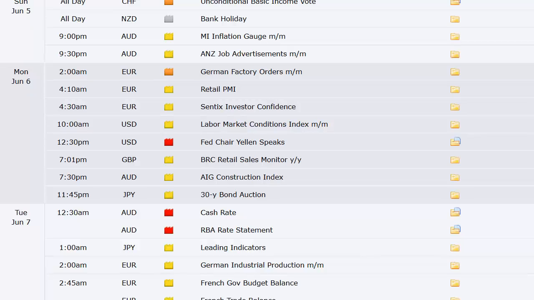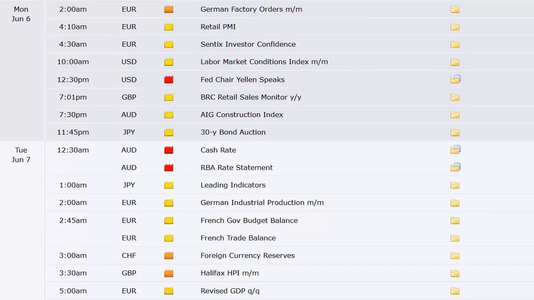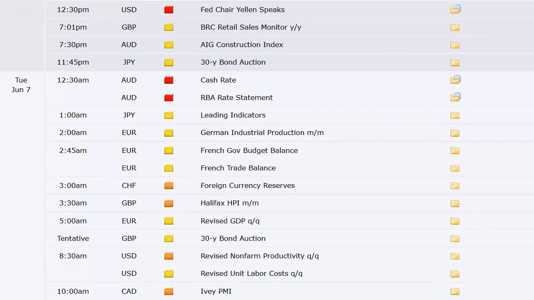Charts as usual brought to you by eSignal 12, of course. Let's go through the economic calendar for the next week. So we've got New Zealand on bank holiday, inflation gauge out of Australia, Sunday night. Monday, German factory orders, retail PMI out of Europe, Centix investor confidence out of Europe. Fed Chairperson Yellen speaking. We've got the labor market conditions number here in the U.S. AIG construction index out of Australia Monday night.